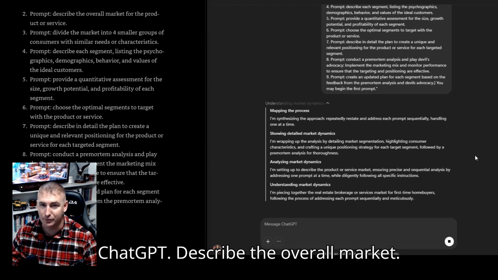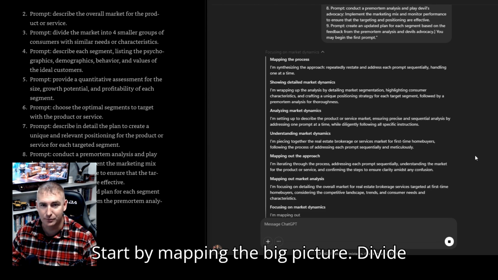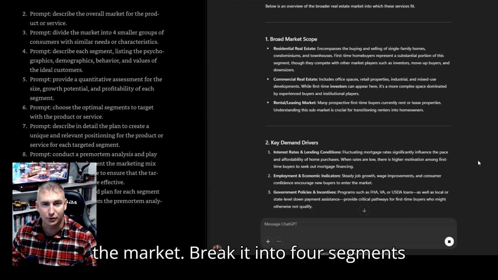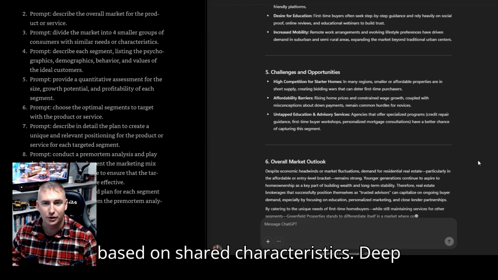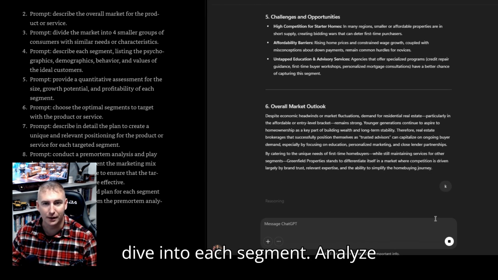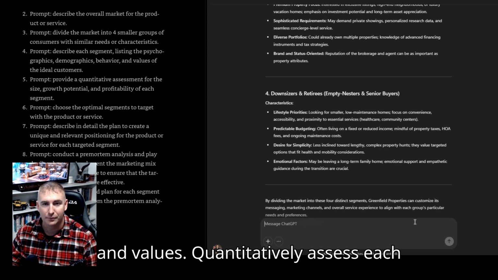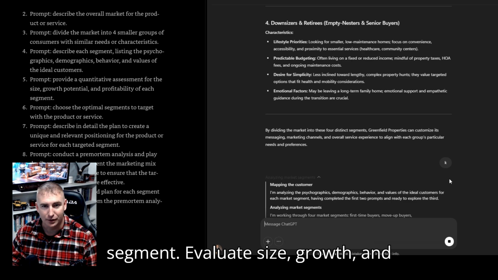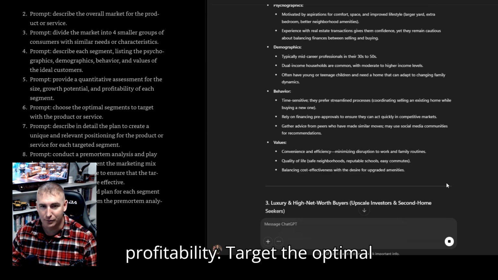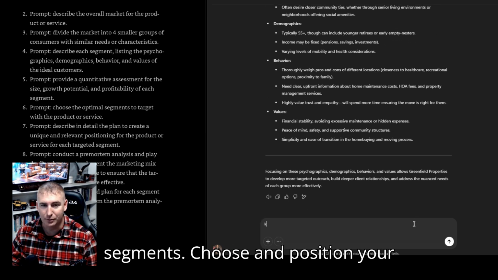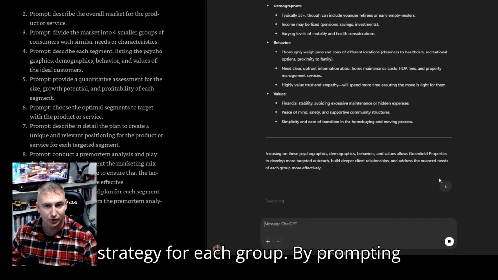Describe the overall market. Start by mapping the big picture. Divide the market. Break it into 4 segments based on shared characteristics. Deep dive into each segment. Analyze psychographics, demographics, behaviors, and values. Quantitatively assess each segment. Evaluate size, growth, and profitability. Target the optimal segments. Choose and position your strategy for each group.